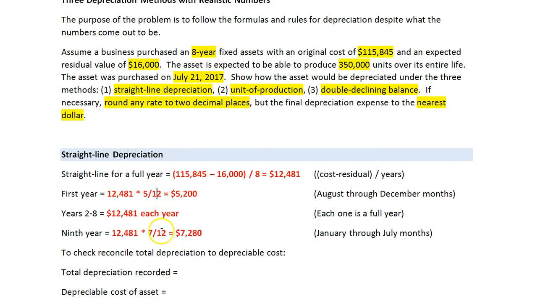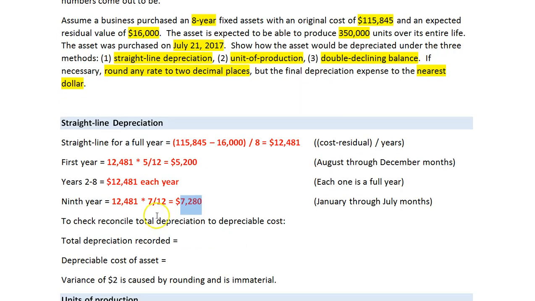Because then that will complete a full 8 years. If we have 7 here, and then these two parts adding up to 1 will be a total of 8 years. If we do the yearly amount times these 7 12s, we get to 7,280. So that answers the question.